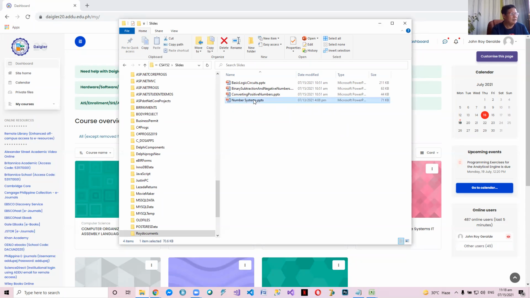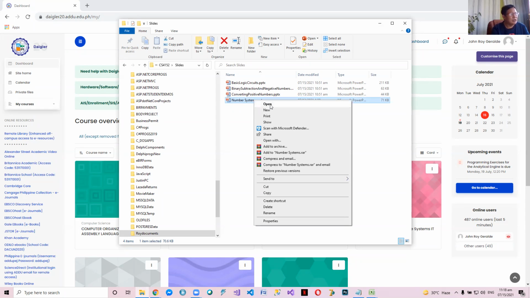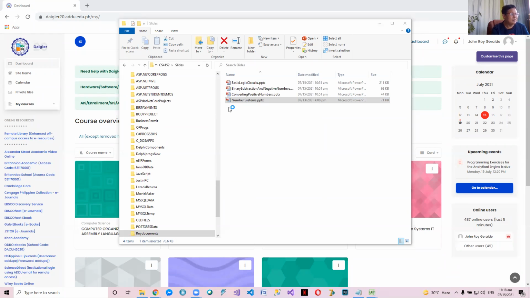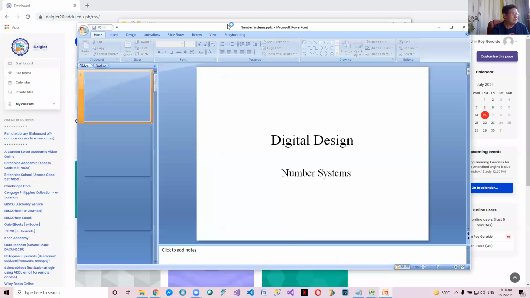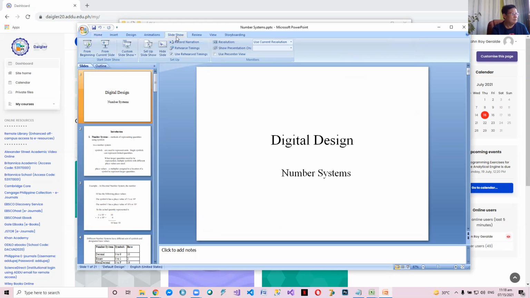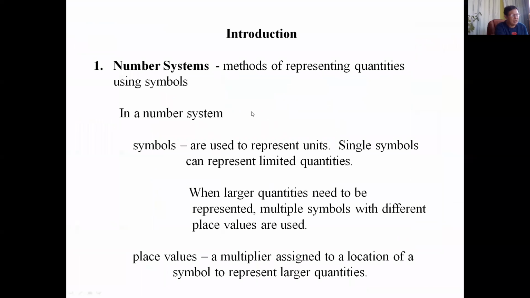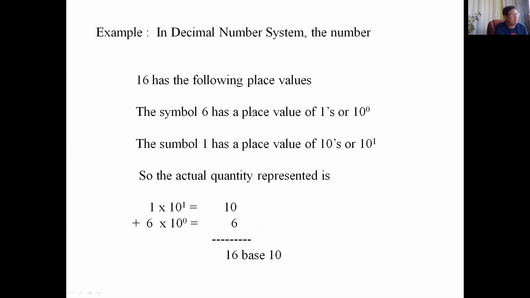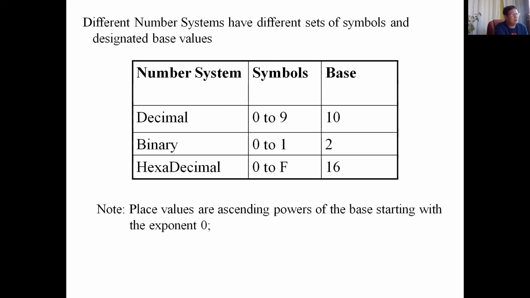Number systems, no? That's where we start. You can download this in our regular class, no? So number systems, particularly, these are the main number systems that are used in computers, no?